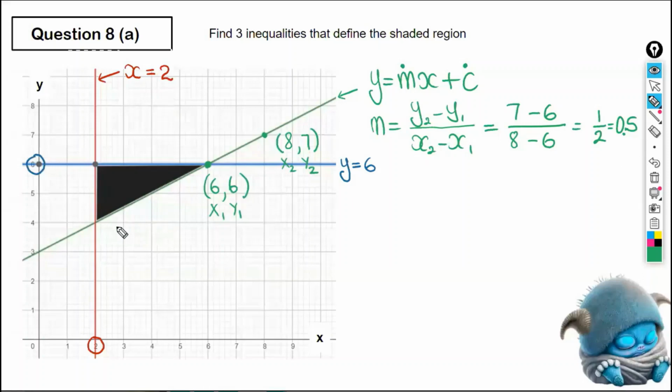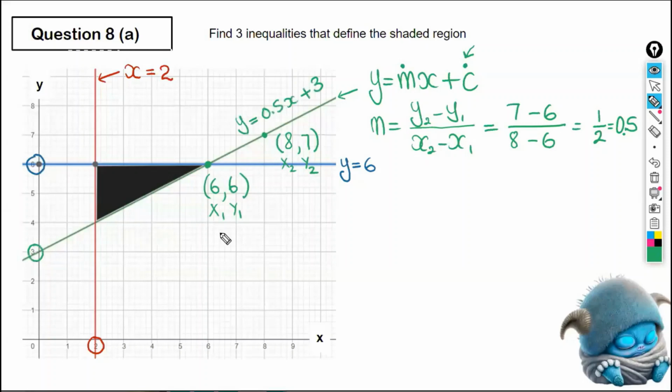But we still need to find the y-intercept. But we're trying to save time in the exam. To find c, we could choose 1 point on the line and substitute it in. But doesn't c represent the y-intercept? That is where it cuts the y-axis. Doesn't it cut the y-axis at 3? So let's just save some time. The equation of this line is y equals 0.5x plus 3, where 3 is your y-intercept.